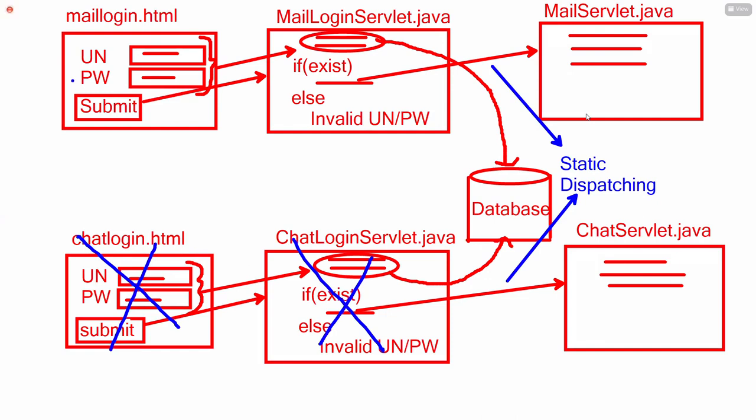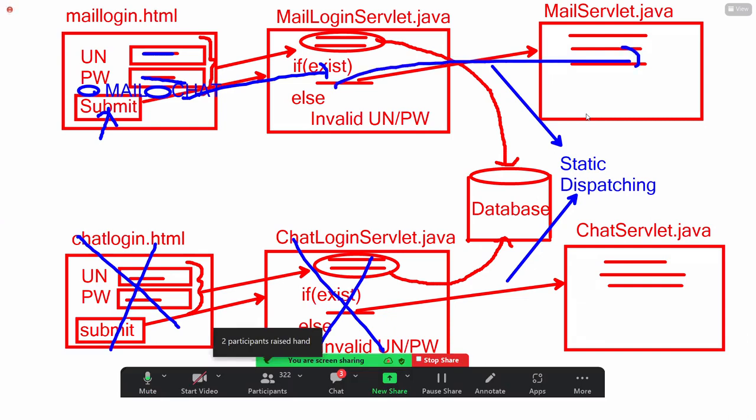here, create one radio button, mail. Create one more radio button, chart. The user will type username, password. You'll select mail. You'll click submit. Which radio button is selected, we can receive. If mail radio button, forward to mail. Chart radio button, forward to chart.